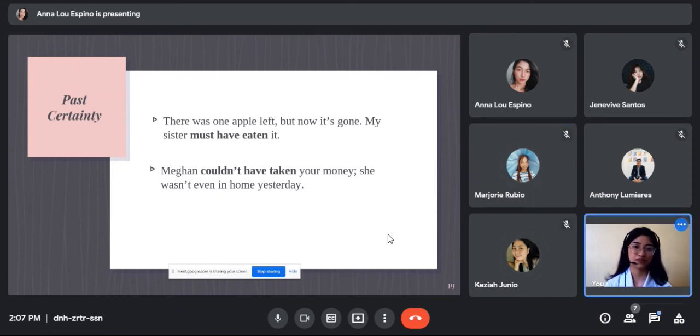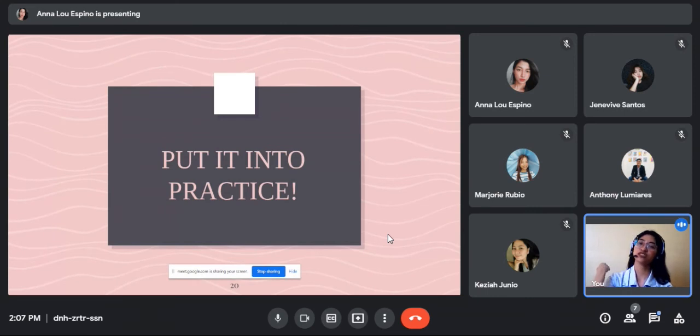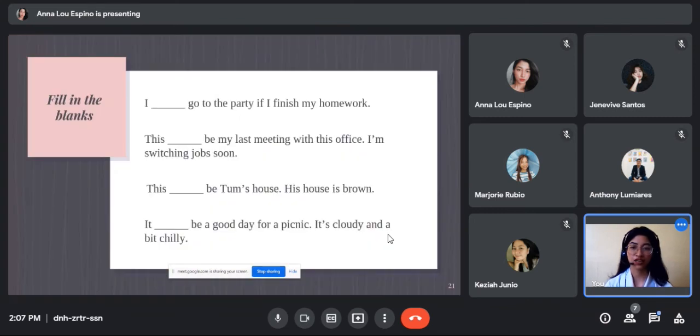Very good. Next. So, if you don't have any questions, let us put it into practice and let us see if you really understood our lesson. Okay, number one. All you have to do is to fill in the blanks with the modals that we have learned today, which are, again, may, might, could, must and can't, right? So, possibility and certainty are both involved in here. Okay, who wants to try number one? Read the sentence and then, yes, Miss Keisha?